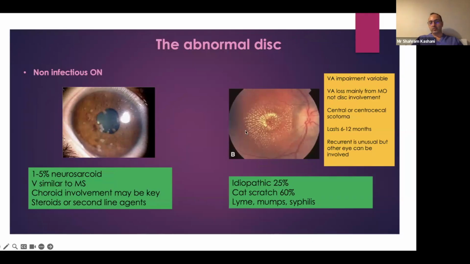And then I don't know, some of you may have seen these pictures before. We call this phenomenon neuroretinitis, where you've got optic disc swelling and you get this star at the macula. And 25% are idiopathic, we don't know what causes it, but you can see it quite commonly in patients with cat scratch disease, so Bartonella, but it can occur with Lyme, mumps, and syphilis.